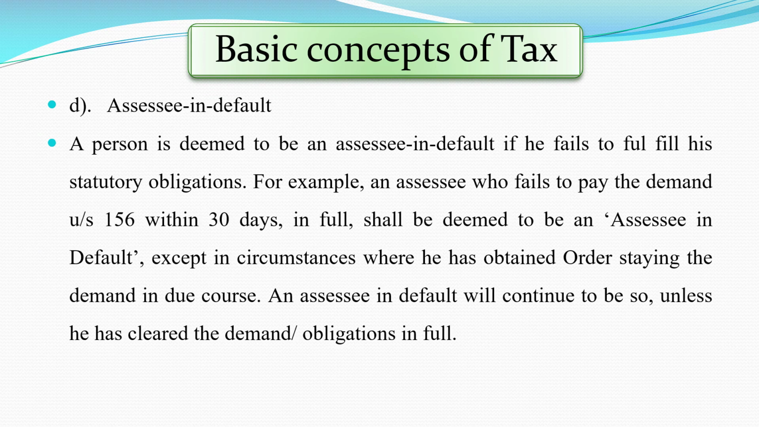Now, the third one is the assessee in default. A person is deemed to be an assessee in default who fails to fulfill the statutory obligations of the Income Tax Act, except in the circumstances where he obtains an order staying the demand in due course. That will be treated as the assessee in default.